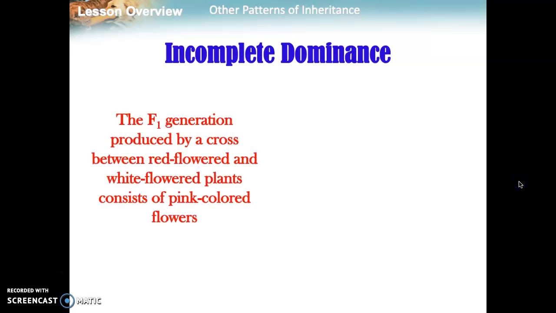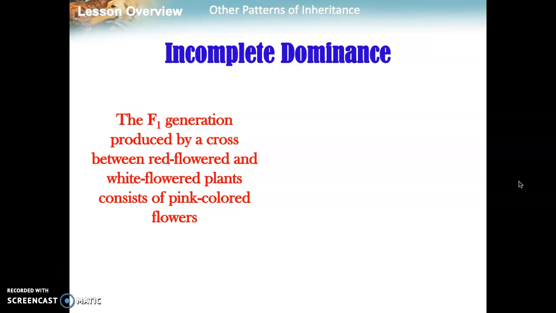In incomplete dominance, we still have a dominant allele and recessive allele. What you have to remember, though, is that the dominance is incomplete. That means that the recessive trait does not get completely hidden. It tries to express itself. So what we get is a blending of the dominant trait with the recessive trait. For example, in my example here, if we mix a red and a white, the blending color of red and white is pink. So this exhibits incomplete dominance.